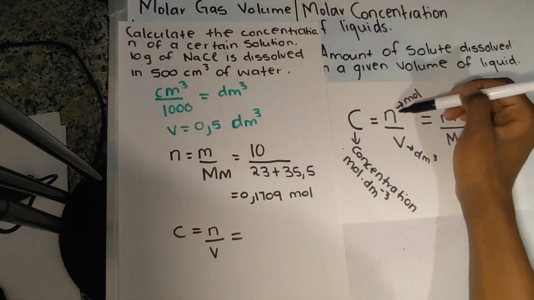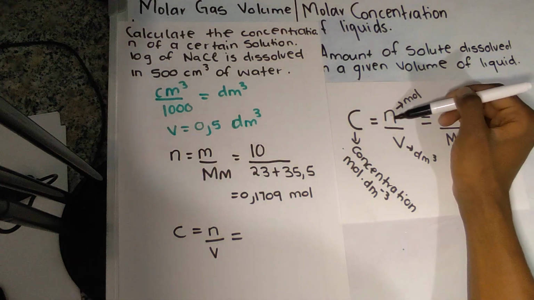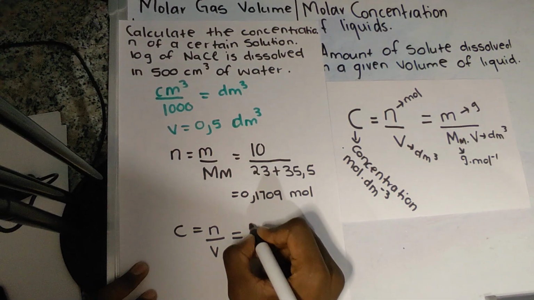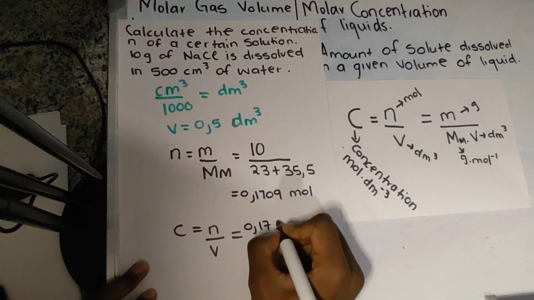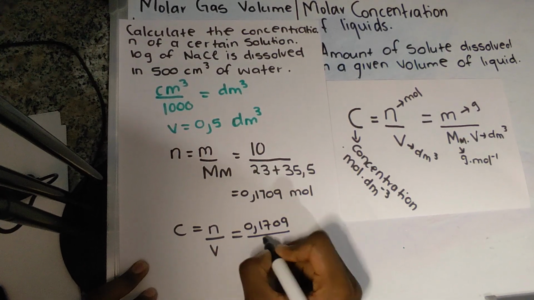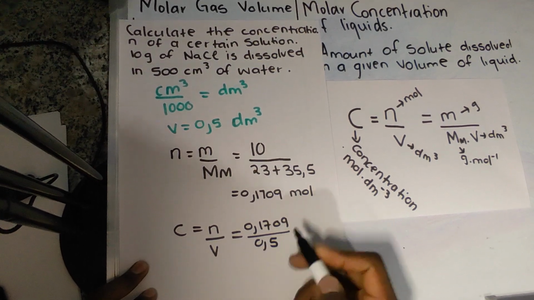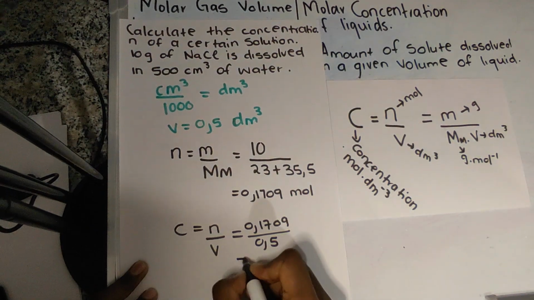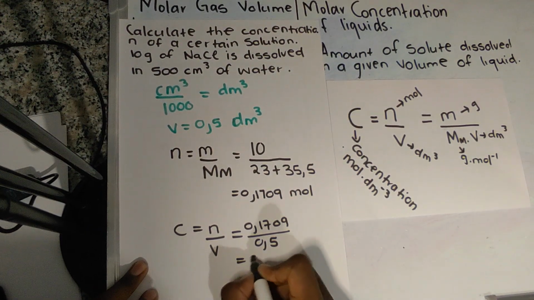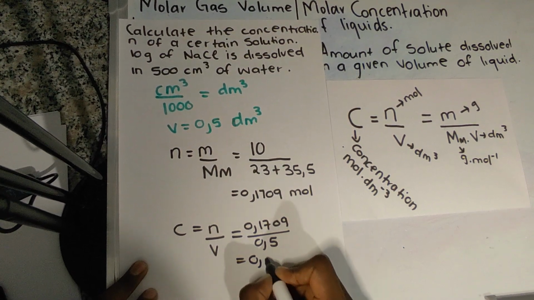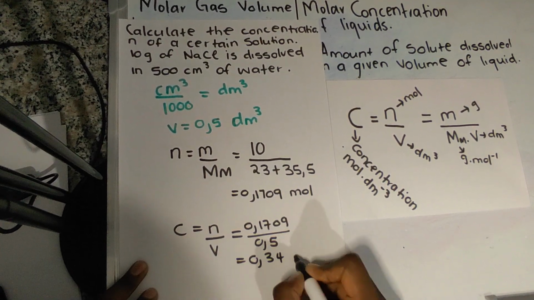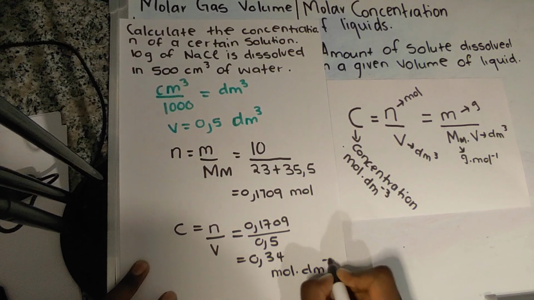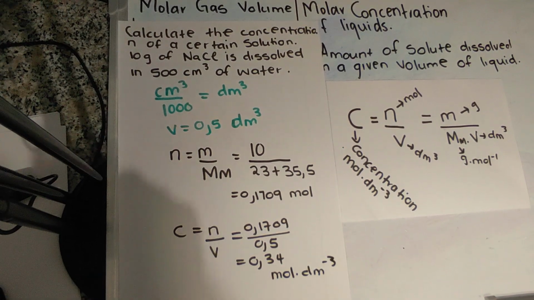So our formula says we should find the number of moles. We have found the number of moles. Now we can substitute and divide by the given volume. So we're going to say this is 0.1709 divided by the volume being 0.5. Remember, we're working with decimeter cubed rather than centimeter cubed. So now the answer here should be roughly 0.34. Remember, we're calculating concentration, so the units should be mole per decimeter cubed. So that should be our concentration.